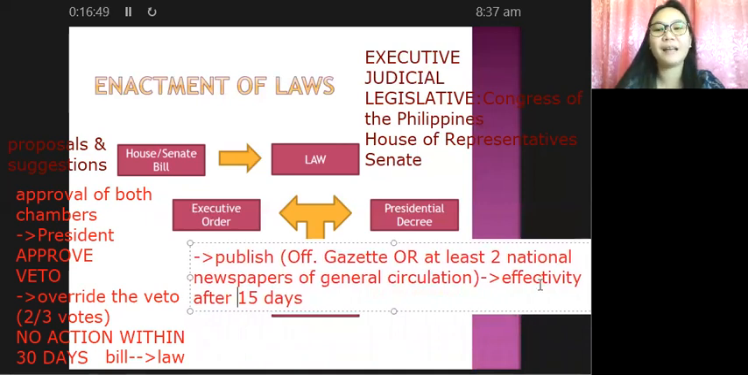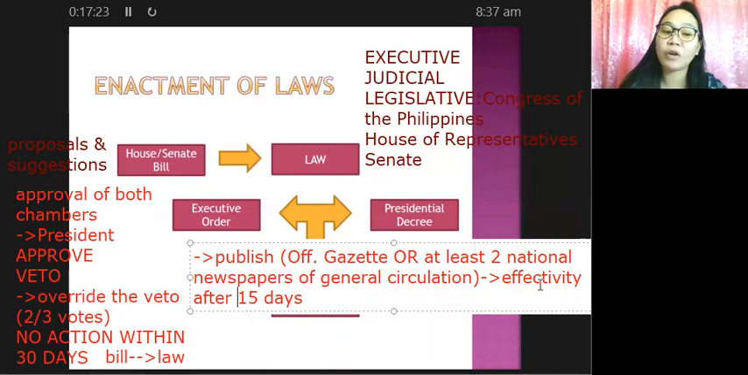All right. So let's just try to summarize what we have already discussed. Again, it starts out as a proposal or a suggestion. It will be deliberated in the Congress of the Philippines. After which, it is now referred to as the bill. The bill should be approved by both chambers. After which it will be passed on to the president. What are the actions of the president?